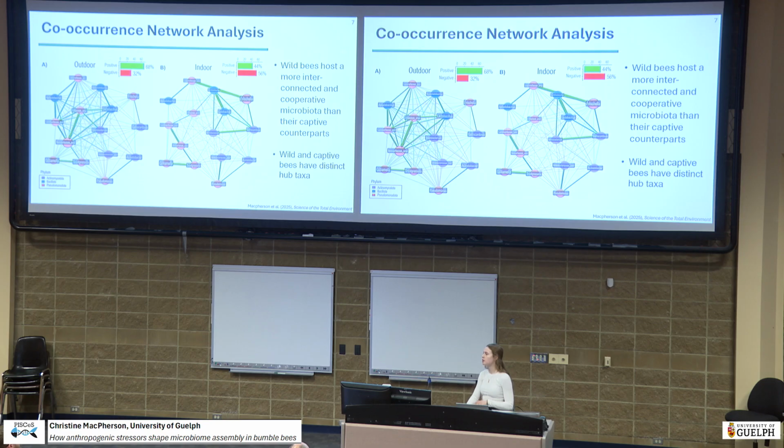Not only do bees exposed to the greatest amount of anthropogenic stressors have a different number of genera within their microbiome, the structure of that microbiome and the way it interacts is also different. So this is a network analysis. It looks a little complicated, but really the point is that each of the circles there is a different bacterial genus, and then the amount of green connections you have shows that that is a more cooperative microbiome. And so it's clear to see that on the left, the bees in the outdoor or the wild environments have a greater number of positive connections than the bees indoor, indicating that there is a more cooperative microbiome present. Also, something interesting to note here is that there are different hubs, so the taxa that have the most connections are different in bees from different environments.